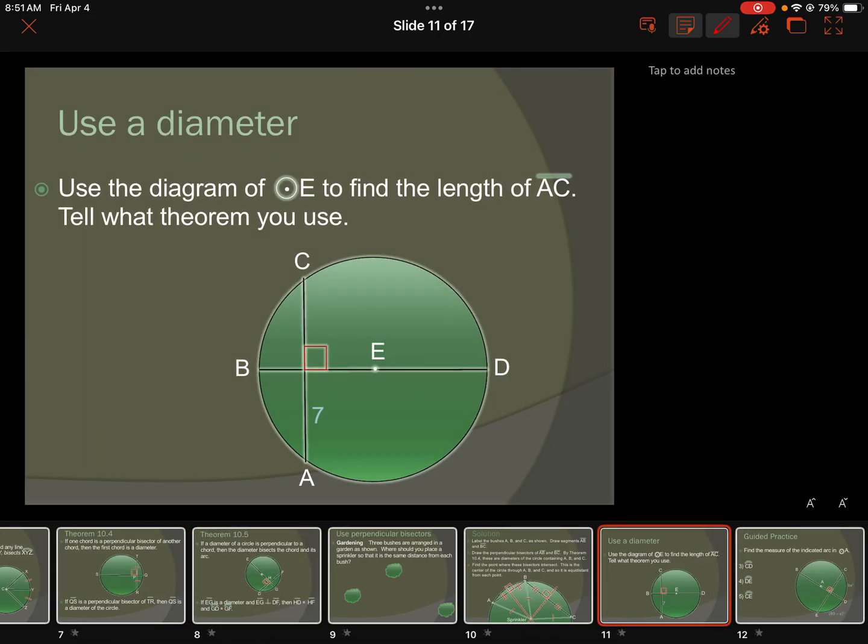Okay, so let's try an example. Let's use a diameter. Use the diagram of circle E to find the length of segment AC and tell what theorem you used. Well, this is circle E. That means point E is the center. That means segment BD is a diameter. We have a diameter that is perpendicular to a chord. Anytime that happens, you're going to use theorem 10.5 to say that this distance here is also 7. So that means the distance from A to C would have to be 14.